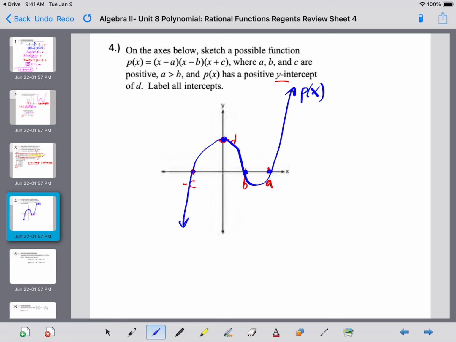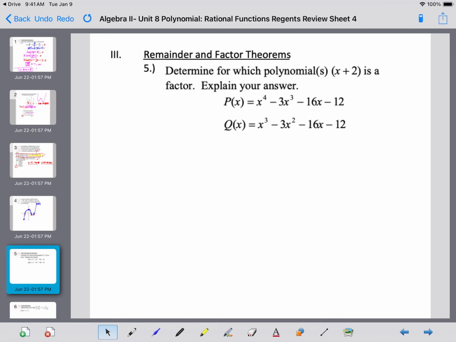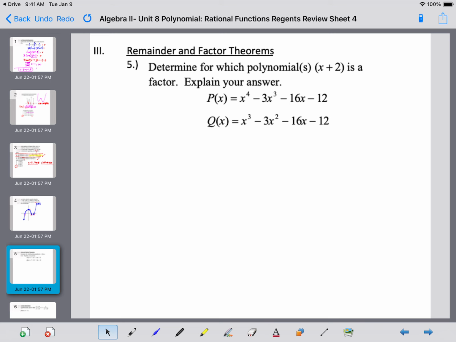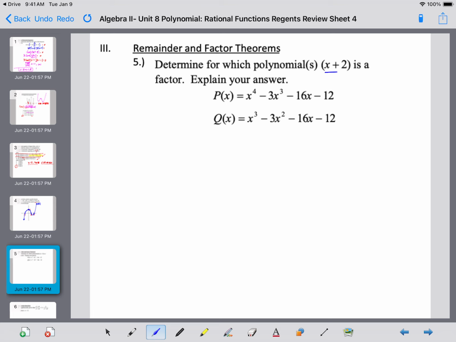So now, for 5, it says determine for which polynomials x plus 2 is a factor. So you could do polynomial long division. You could do synthetic division, right? You're allowed to do synthetic because the divisor has a leading coefficient of 1 and the highest degree of 1. Or the easiest thing you could do is the remainder theorem. The remainder theorem, you set your divisor equal to 0 and solve, almost like you're doing a synthetic division problem, and then you just have to plug in.